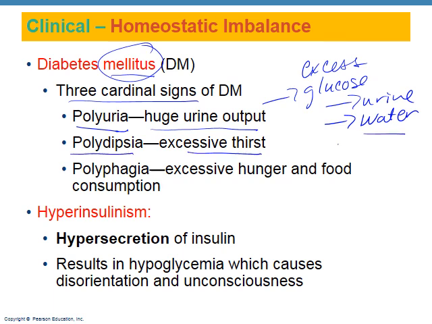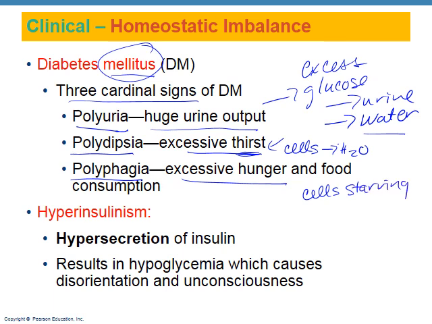Well, if you have lots of water in your urine, your cells are going to need or want more water, and that's going to make you thirsty. And then polyphagia, excessive hunger. Remember, your cells are starving. They're not getting glucose. So basically, you think you're starving because the glucose can't get into the cells, not because you don't have enough glucose.